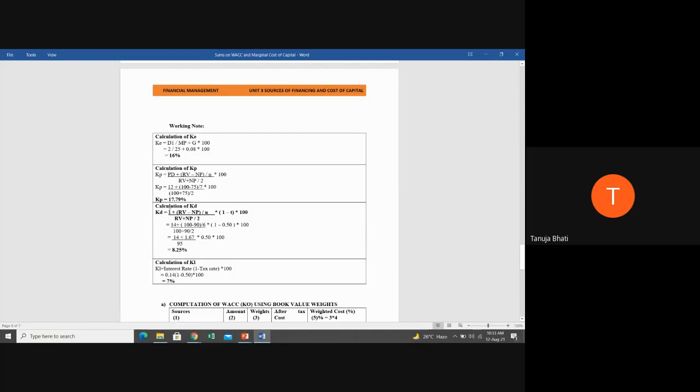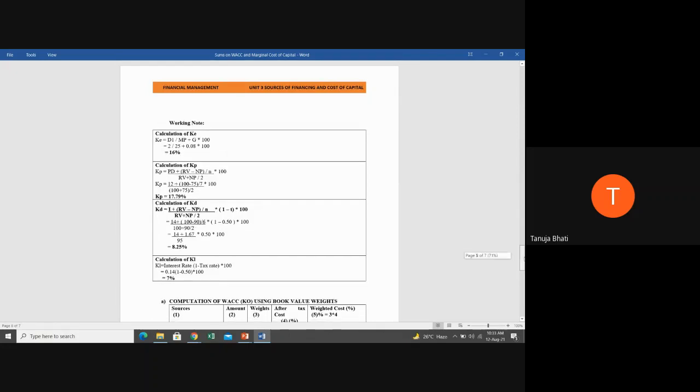Our next thing is to calculate KD. For KD also we have to use the formula of redeemable debentures. Here again we have the interest rate, we have the RV, we have NP, and we have to take the tax rate as well. So let us see which figures we have to take.